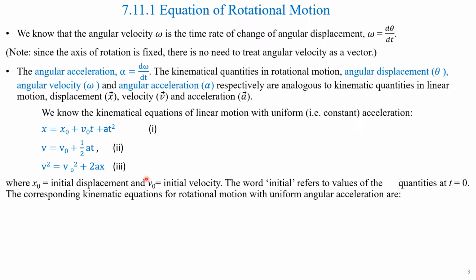Here x naught is the initial displacement and v naught, as I said, is the initial velocity. The word initial refers to the values of the quantities at time t equal to 0.